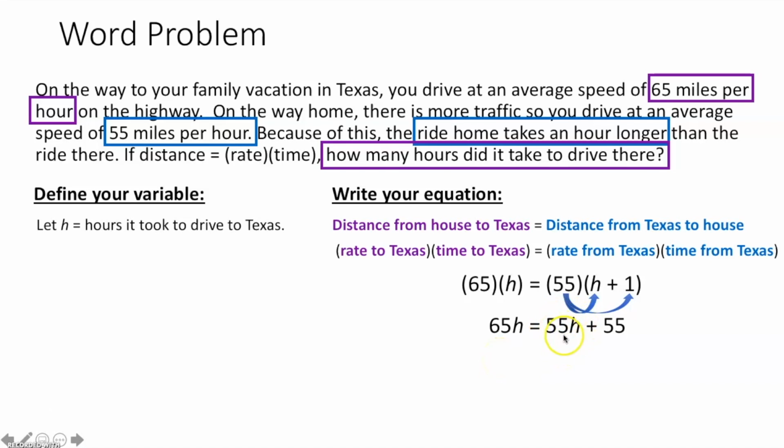So this 55h, this positive 55h has to go over here. How do I do that? It's positive 55h, so I do the opposite. I subtract 55h from both sides. These cancel out, and then 55h taken away from 65h is equal to 10h. Now I have 10h is equal to 55. Step 3, I need to move the constants to the right, so I divide both sides by 10. These cancel out, I get h is equal to 5.5.